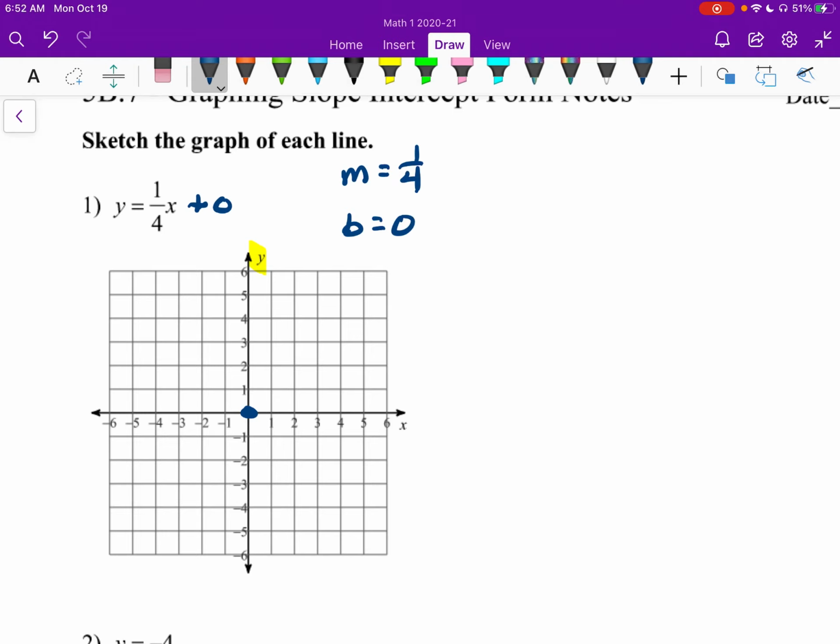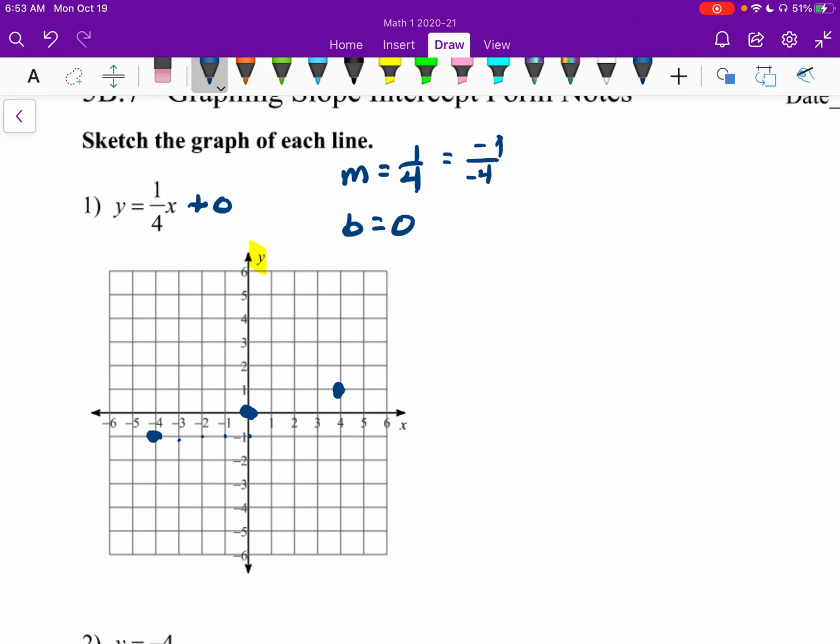Now, for 1/4, the slope, we're going to go rise 1, run 4. So we're going to start at our y-intercept right here at 0, where our dot is. We're going to go up 1, and we're going to go over 4. Right, up 1, over 1, 2, 3, 4. We put a dot. And you could also do the opposite of it, right? This is the same thing as -1 over -4. We could add in those negatives, so we go down 1 and left 4.